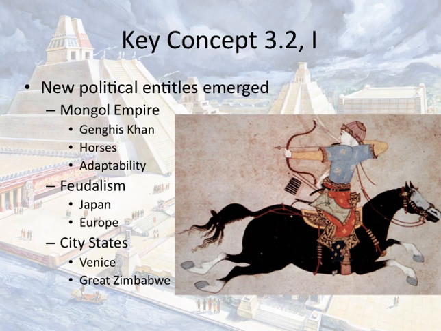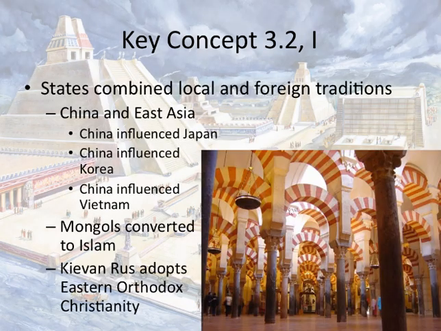Great Zimbabwe, which of course is on the southeastern coast of Africa, emerges because of its involvement in Indian Ocean trade. Now, these states combined local and foreign traditions, as we just said with the Mongols who converted to Islam. Other places do the same thing. So, China, this is best seen in the case of China. China exerts its influence very heavily, but also very sporadically throughout East Asia.